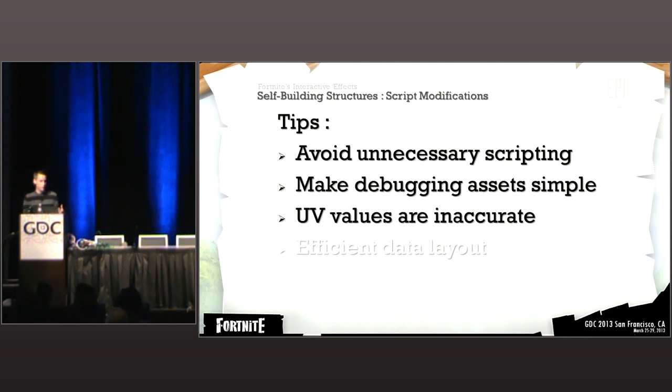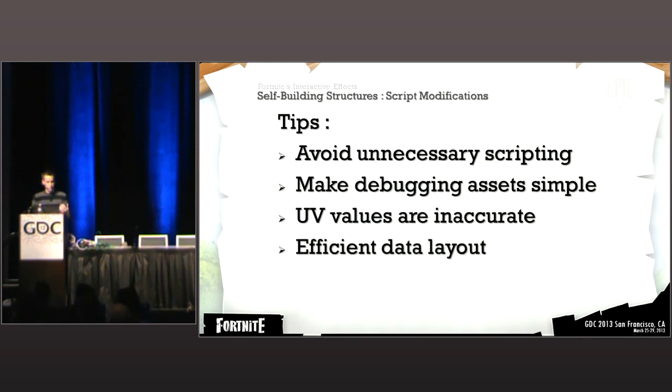UV values are very inaccurate. If you want to store an int value inside of a floating point data type, I would recommend putting a 0.5 value offset to the data before you store it in the UV, so that way in the vertex shader, when you're actually referencing the information, you can use a ceil or a floor. That way, all the vertices on a single board will return a solid int value, as opposed to a bunch of floating point information that's not accurate.